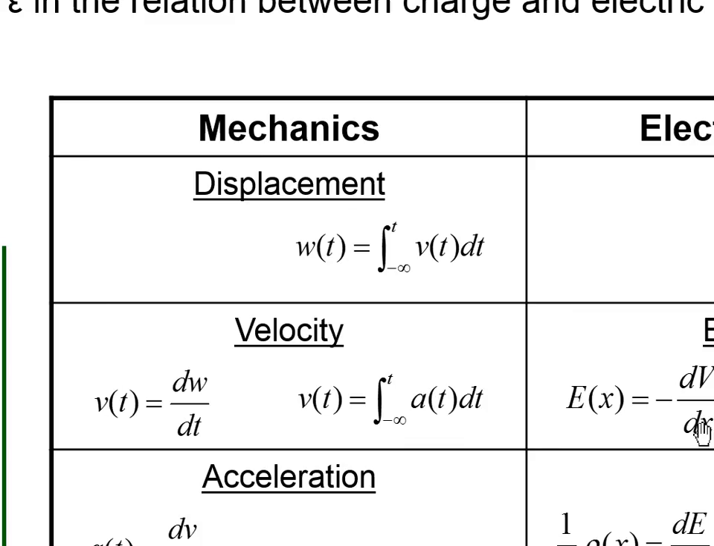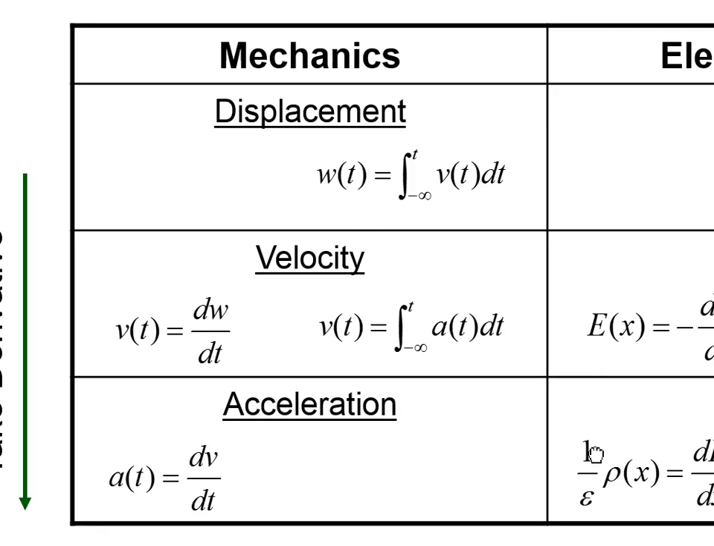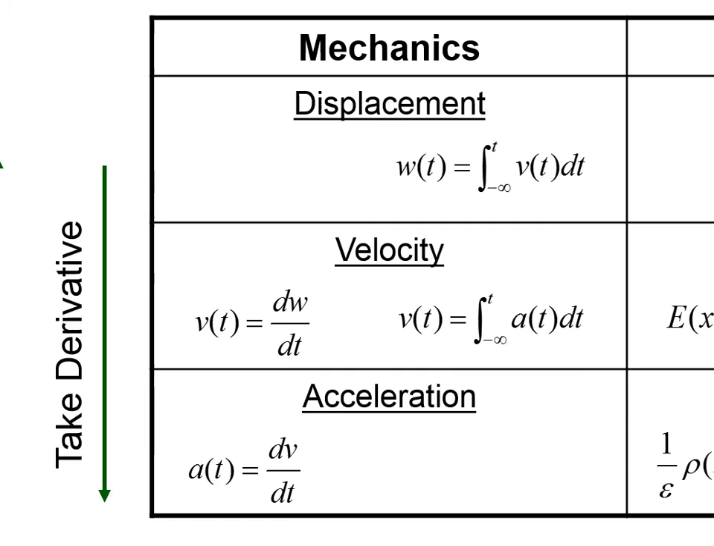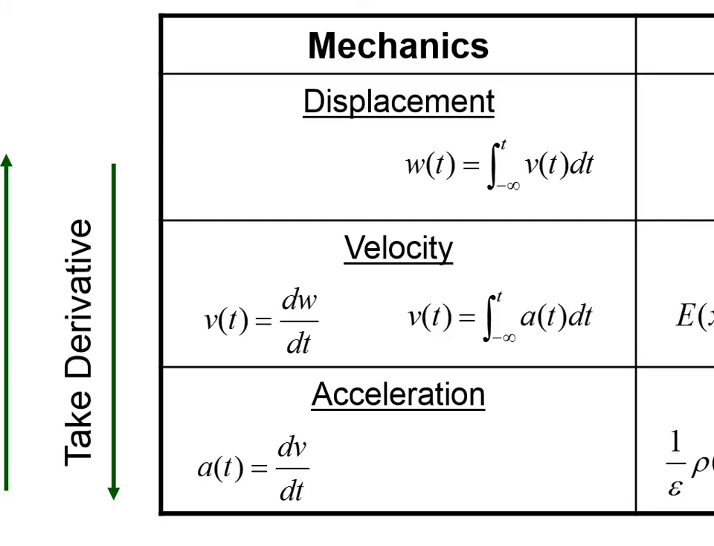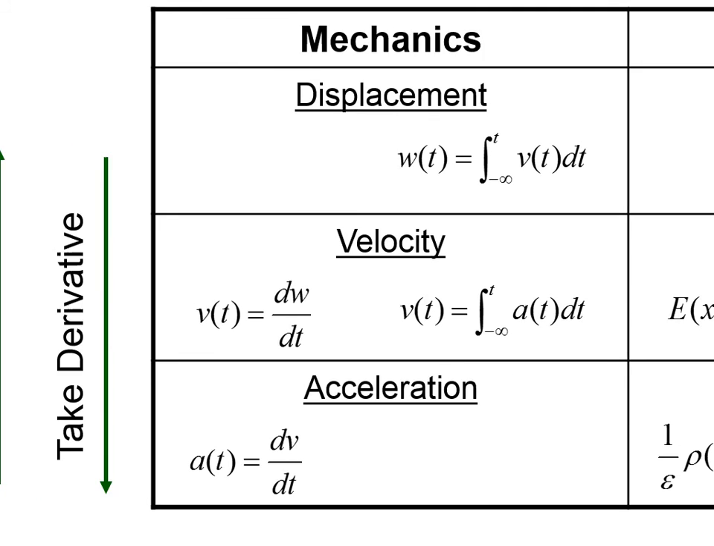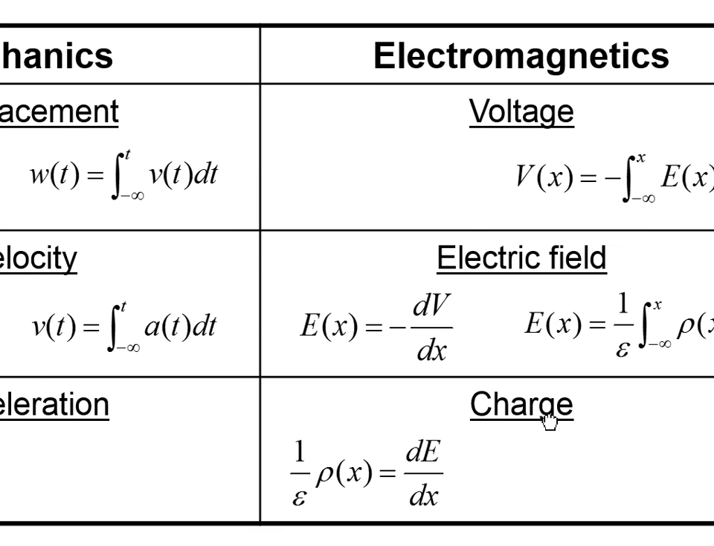Similarly, if you want to go from velocity to displacement, you take the integral again. So w of t is equal to the integral, again from negative infinity to time t, of v of t dt. All right? So again, displacement to velocity to acceleration, you take a derivative when you're going down these quantities. And if you want to go up the chart, from acceleration to find velocity, take the integral once, and take the integral again to find displacement.